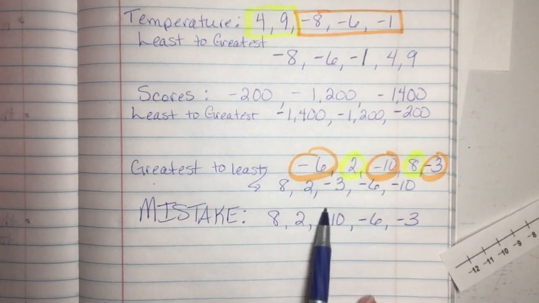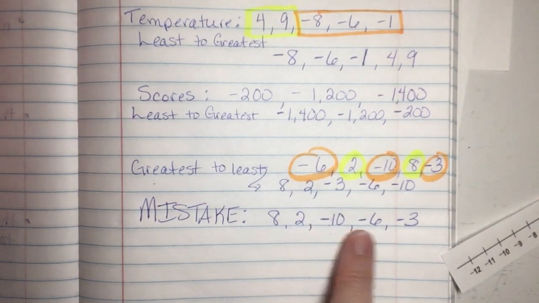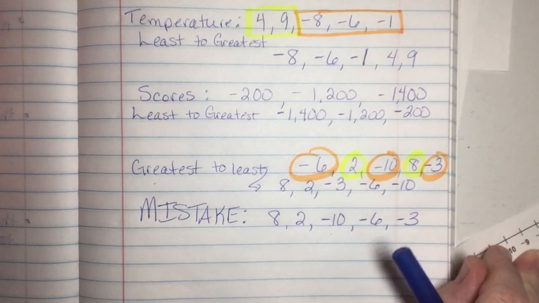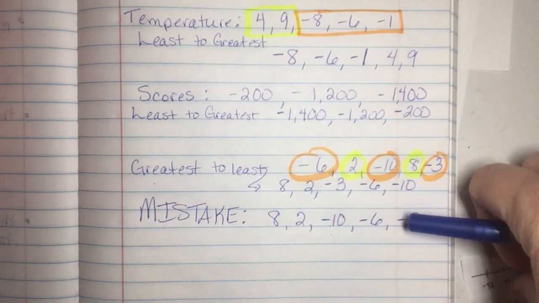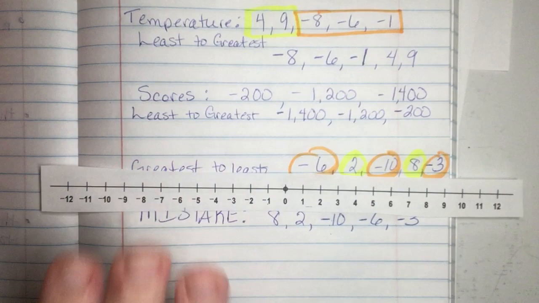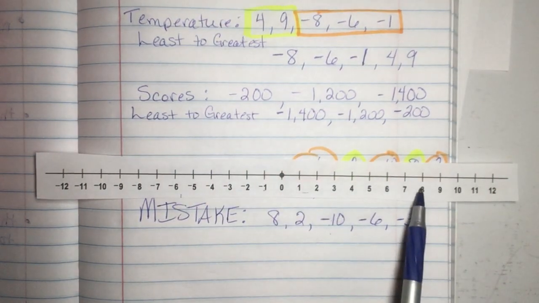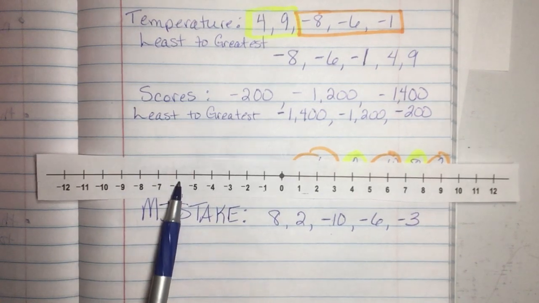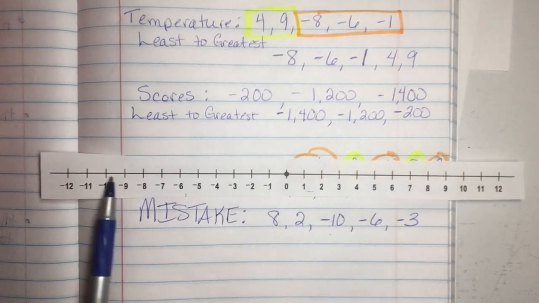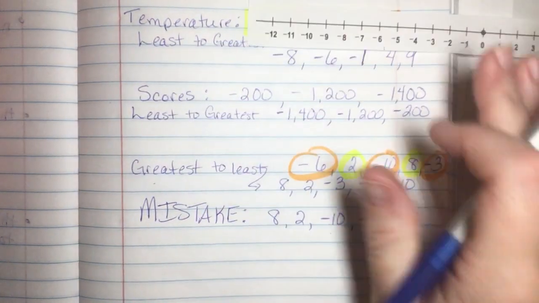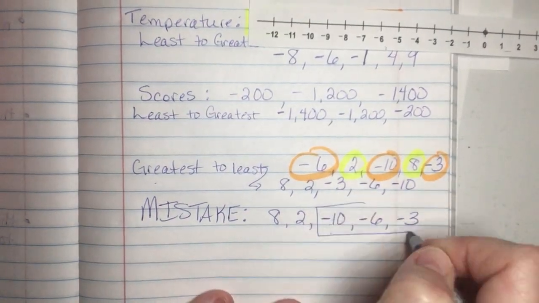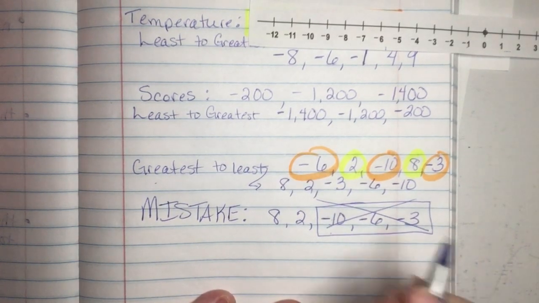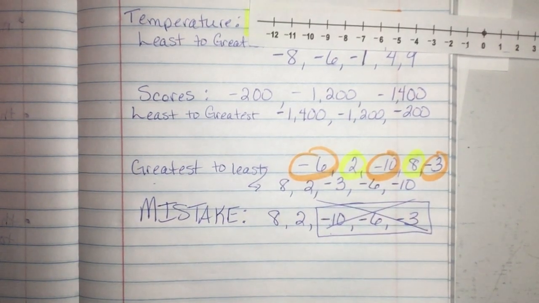So, yeah, if these were all positive, these would be in order from greatest to least. But they're not positive, they're negative, right? And so you have to flip it. You have to flip the numbers. And then look right here. Let's look at our number line and see, right? We have 8, 2, negative 10, and then we go back to the right, negative 6, negative 3. So we know we don't have it in the right order, okay? So let's put a little box around this. Let's put an X over it, all right, and say that that is incorrect, okay?